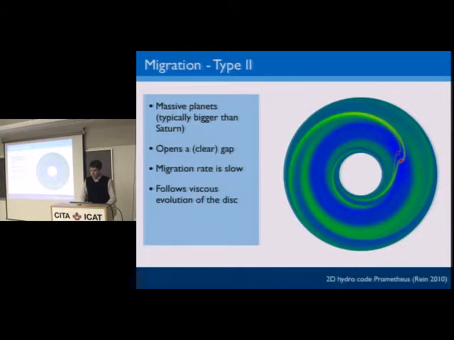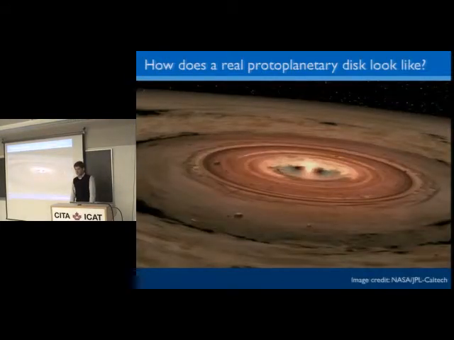So these are the two well-known migration regimes. But the question is, how does a protoplanetary disk really look? And this obvious conception, I think, tried to mimic that. If you look here, you see that it's not really a smooth disk. It has a lot of fluctuations in it, and it's turbulent.